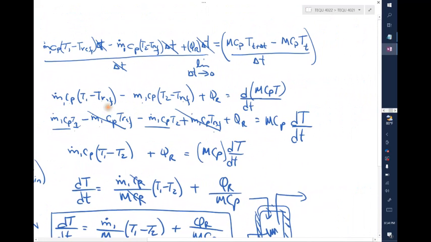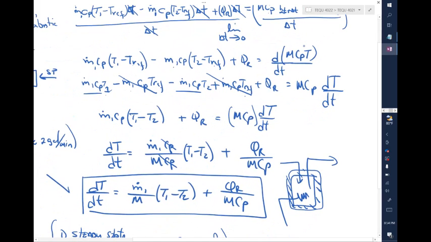Where's the problem? Right here. I put T here. It should be T2 because that's the temperature. I want to be sure that you correct this. This is T2. There's always, in all of them, in the differential equation, the temperature inside the vessel. Let me fix it.